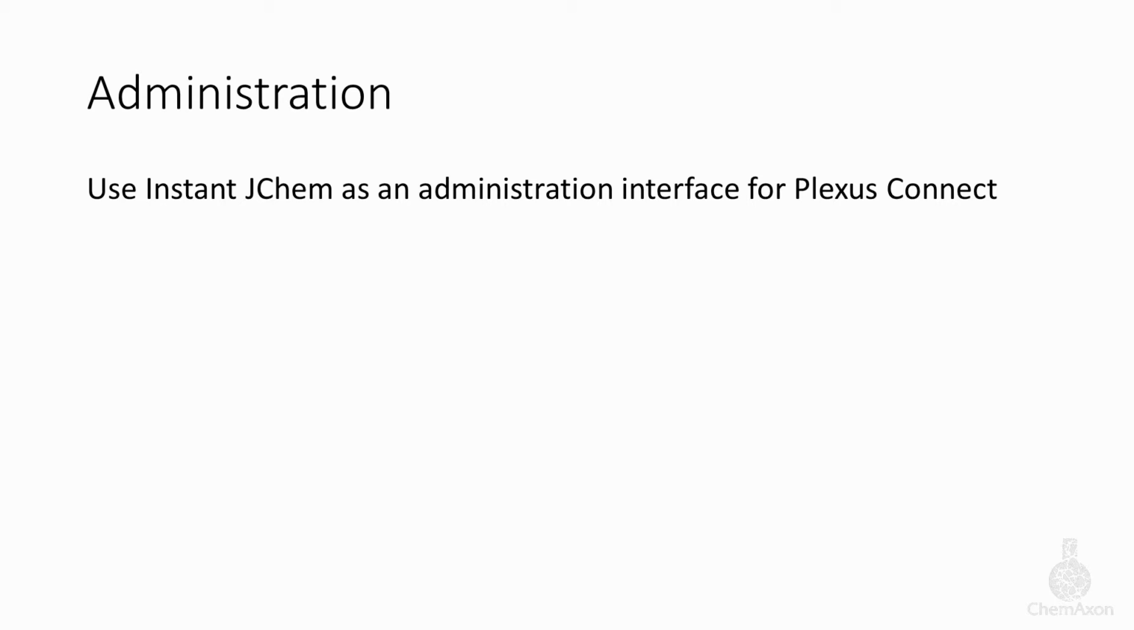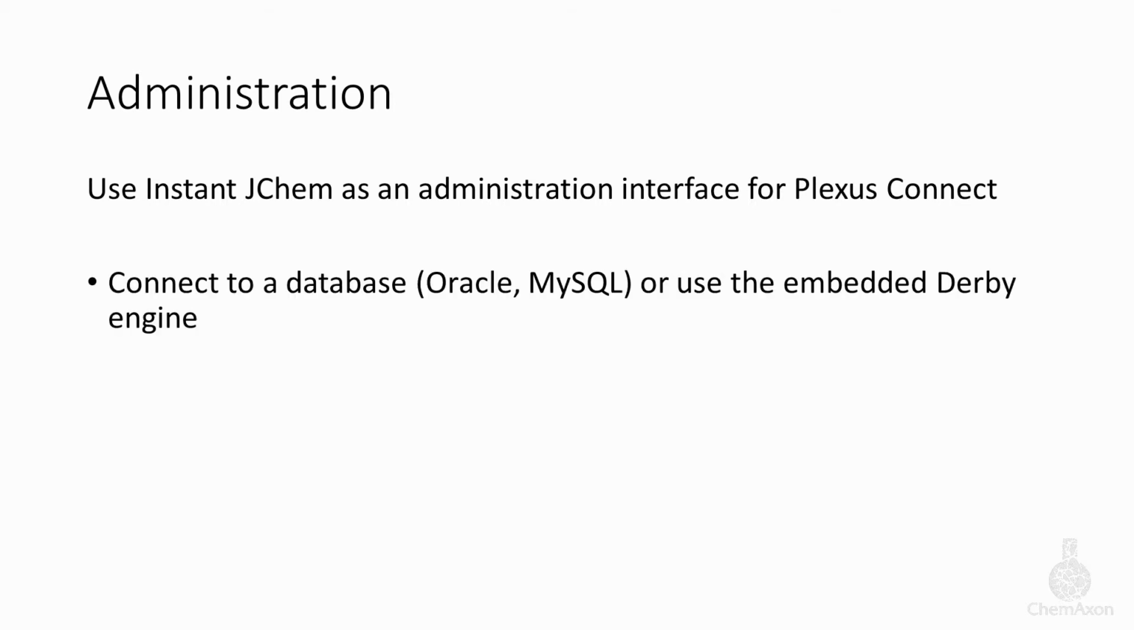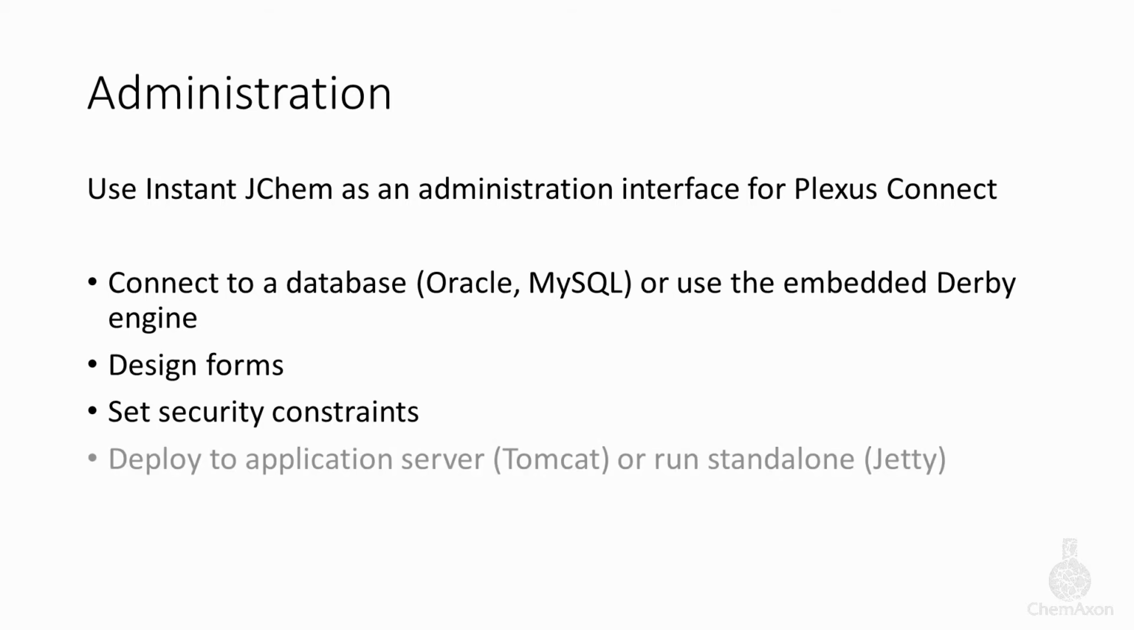Administrators can use InstantJChem Enterprise to manage the databases of Plexus Connect. Data can be stored in Oracle, MySQL, Microsoft SQL Server, or just use the embedded Derby engine. The rich administration functions of InstantJChem Enterprise include a visual form designer. Administrators then can set security constraints and run the web application standalone with the integrated Jetty engine, or deploy the database to a Tomcat application server.